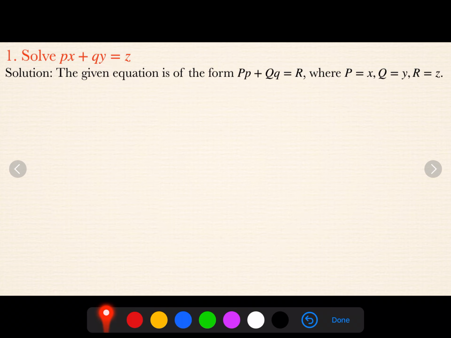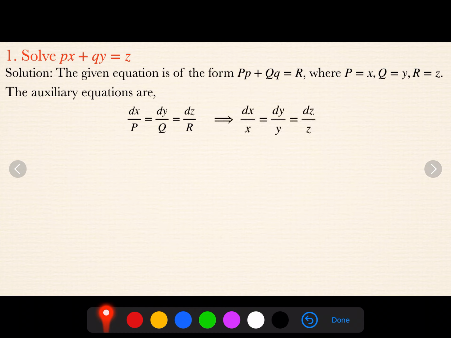Once you get the values of P, Q and R, form the auxiliary equation, that is dx/P, dy/Q and dz/R, substituting the values of P, Q, R, that is x, y, z from this problem.